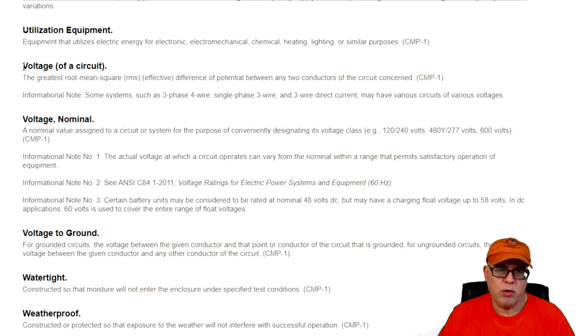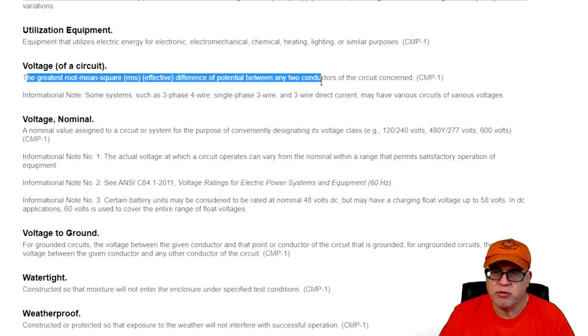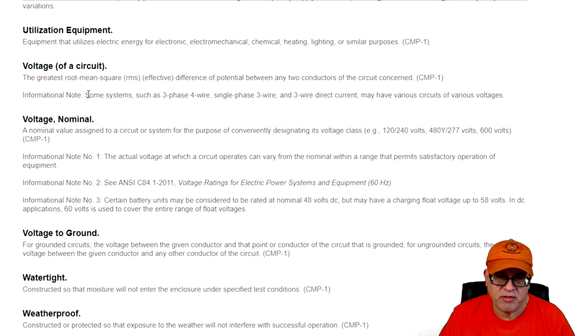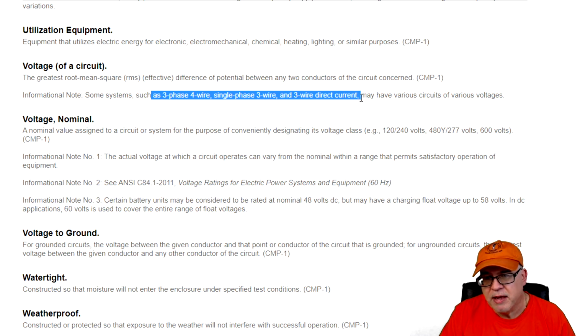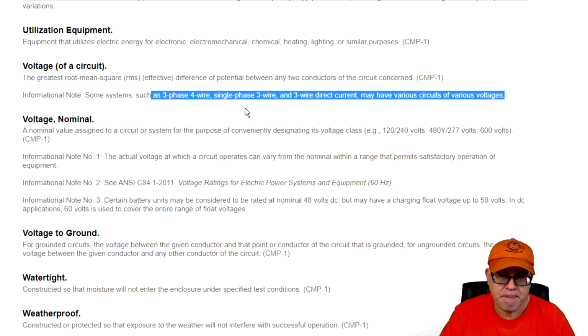Voltage. We should know what voltage is by now. The voltage of a circuit is the greatest root mean square, RMS, effective difference of potential between any two conductors of the circuit concerned. The Informational Note says some systems, such as three-phase 4-wire, single-phase 3-wire, and 3-wire direct current, may have various circuits of various voltages, okay? But basically, the voltage is the difference of potential between two conductors of the circuit. That's how you create a voltage. It's a difference of potential.